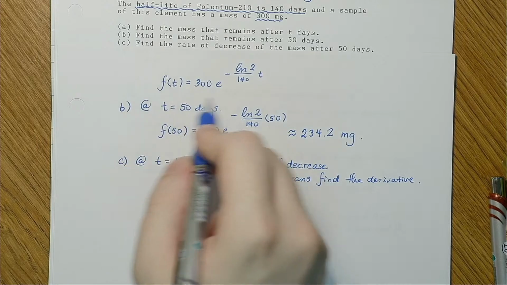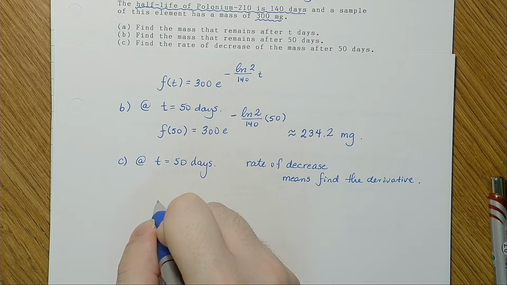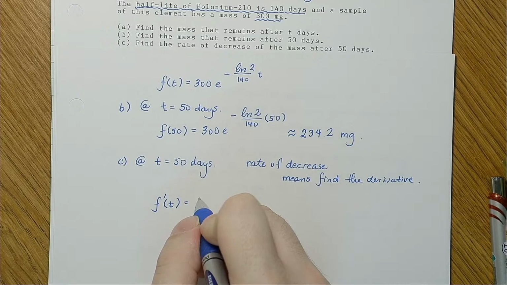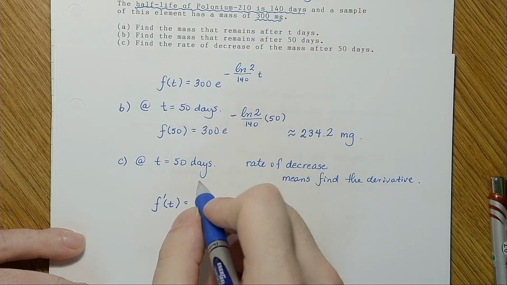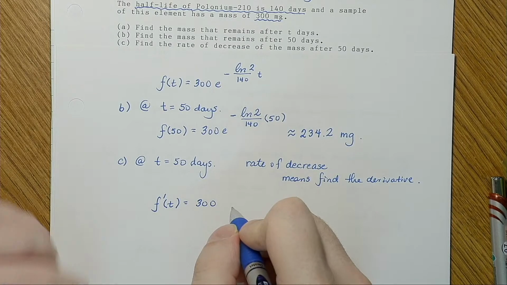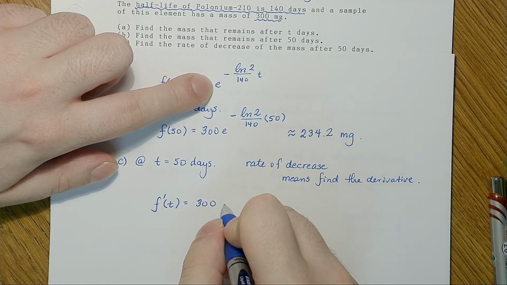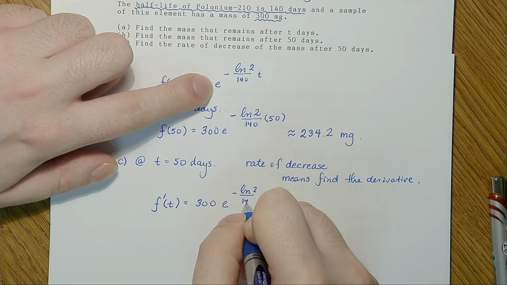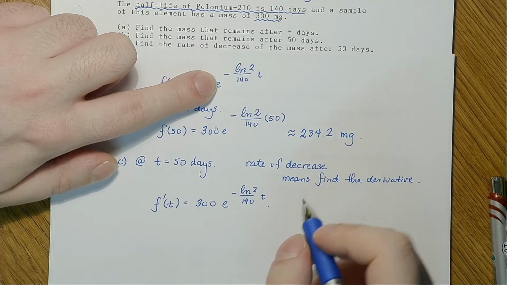So we can take the derivative of this. f prime at t is equal to, and we'll take the derivative. We have 300. So again, I don't touch that constant. And I'm going to take the derivative of the outside function. I'm using chain rule. So again, my e here, I'm going to leave everything alone. And now I need to take the derivative of the inside.